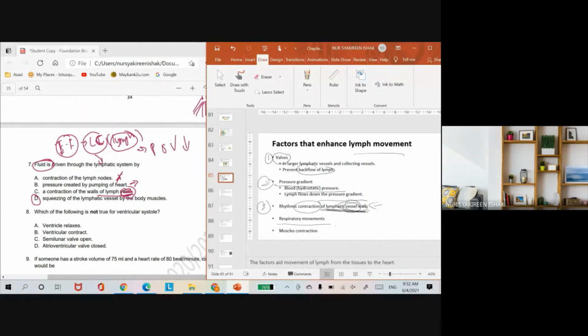So when you inhale, your thoracic cavity will expand, and this also causes your blood vessels to expand, like the movement of blood in the vein. So the factors are more or less the same. The factors for the movement of blood in the vein are similar to the factors for the lymph movement.